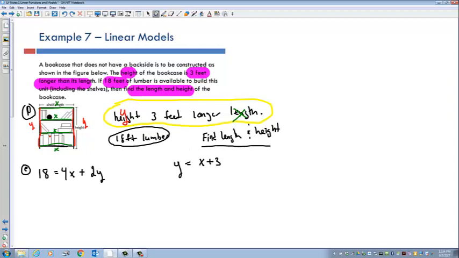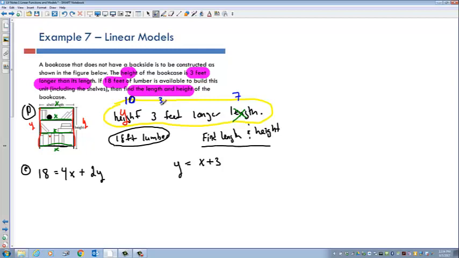So what we can do, if you want, is make a little bit of a table here. You can think, okay, if y is 10, and 10 is 3 feet longer than the length, what does the length have to be? You just pick nice numbers, basically. So 10 is a good number. The length must be 7, because 3 feet longer than 7 is 10.